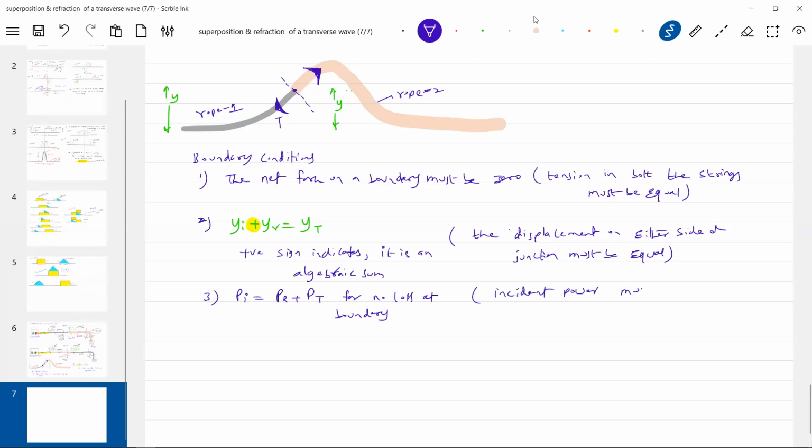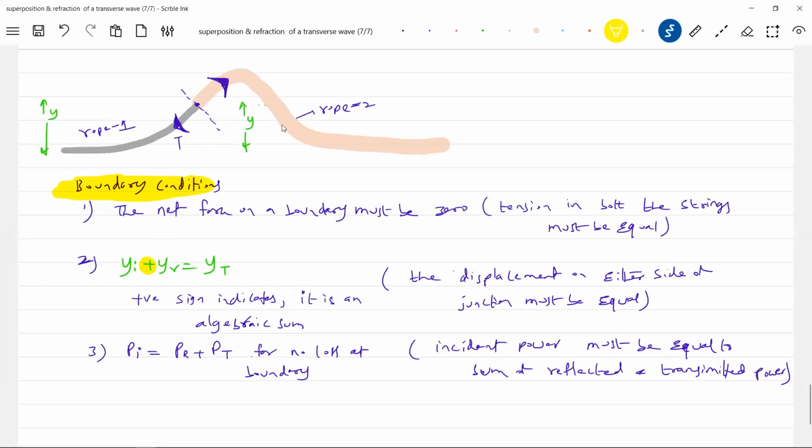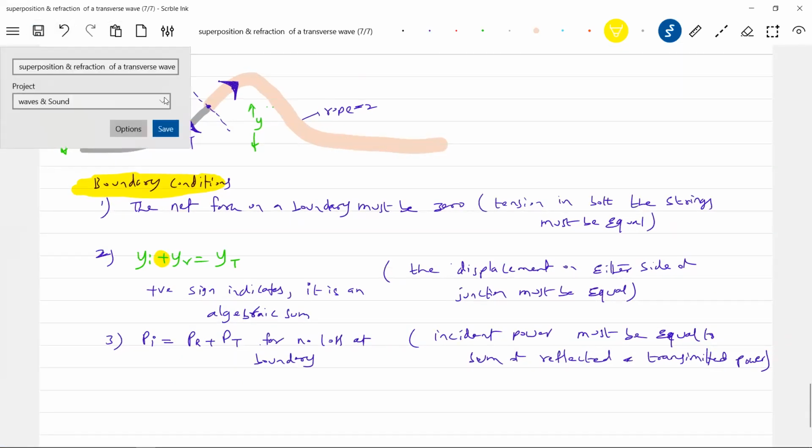Then incident power must be equal to the sum of reflected and transmitted power. Okay, these are the boundary conditions which are defined. So rather than mathematically, I just wanted to conclude in a simple way. We know tension in both the strings must be the same, from the laws of motion concept.